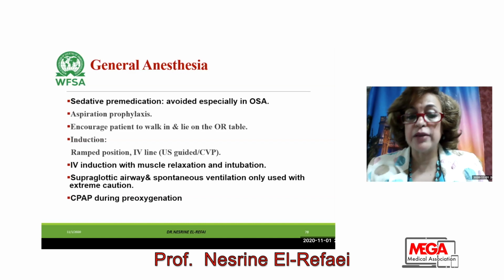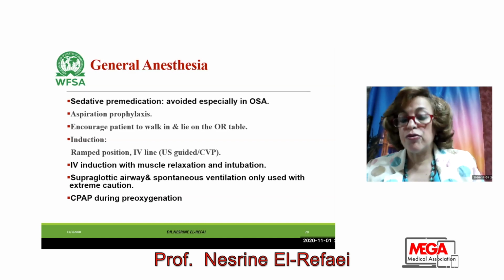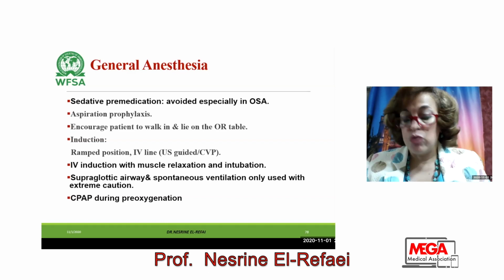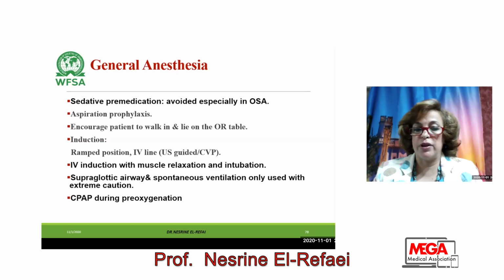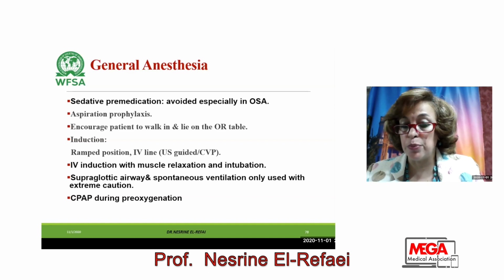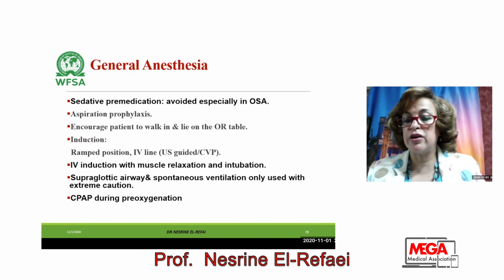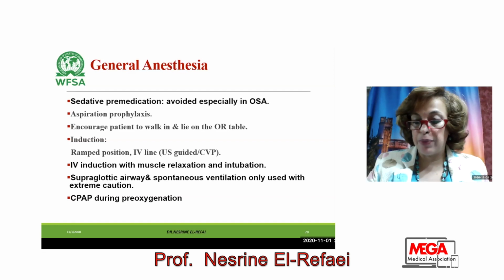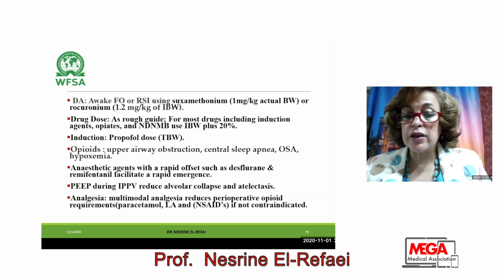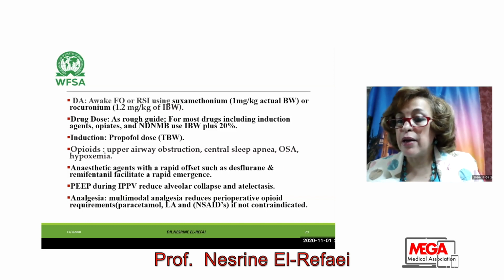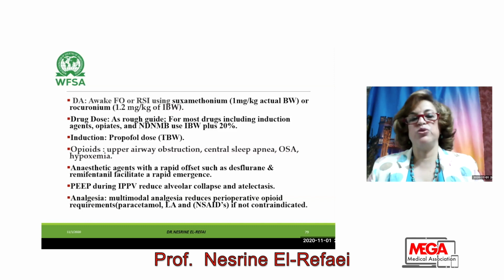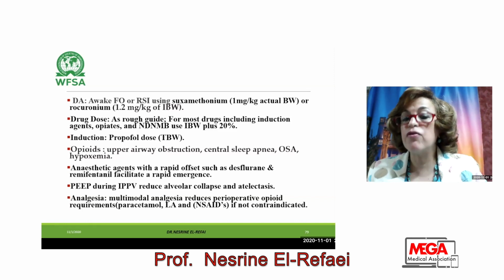Aspiration prophylaxis, don't forget it. Induction in the ramped position after putting in an IV line, which could be difficult and can be guided by ultrasound. In some cases it's reported that they had to put in a CVP to perform induction. IV induction with muscle relaxation and intubation, as we said; supraglottic devices and spontaneous ventilation should be used with extreme caution. CPAP is used during pre-oxygenation, as we said. For difficult airway, either use awake fiber optic or rapid sequence induction using succinylcholine 1 milligram per kg actual body weight, or rocuronium 1.2 milligram per kg of ideal body weight.